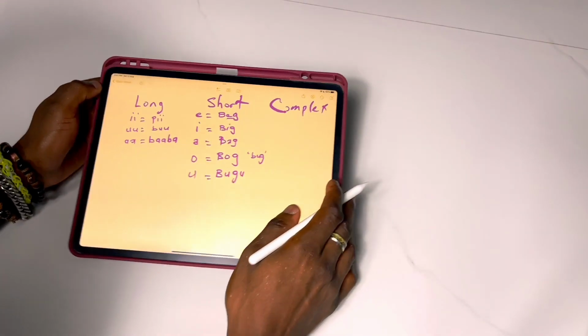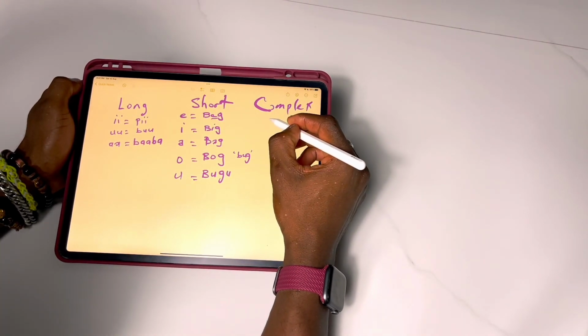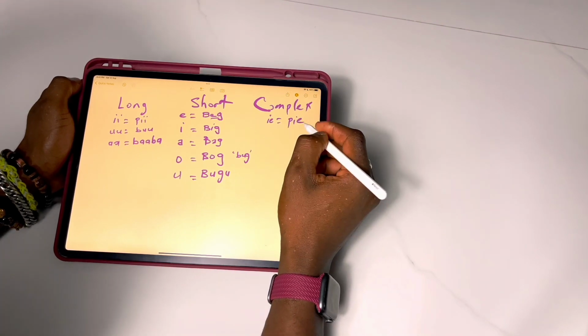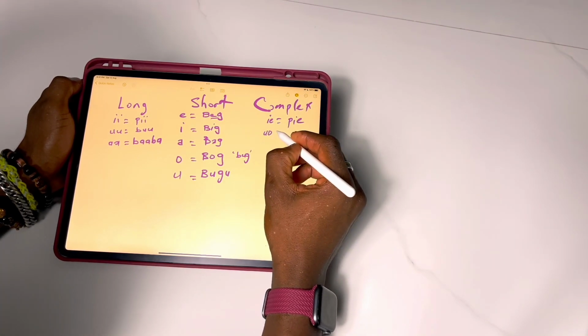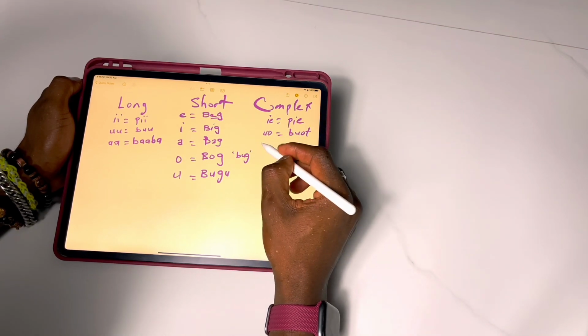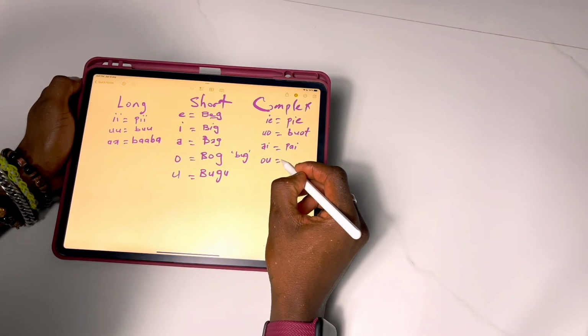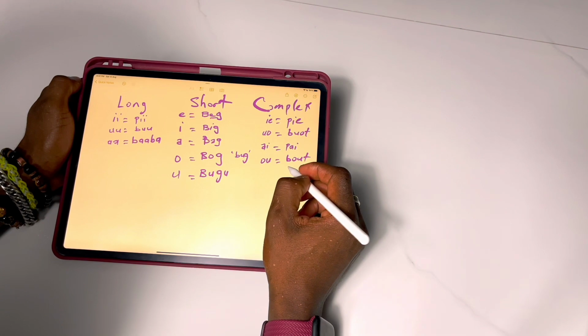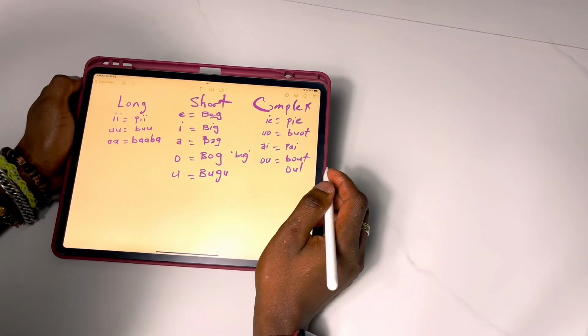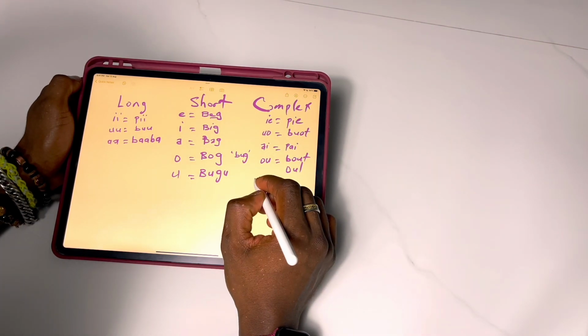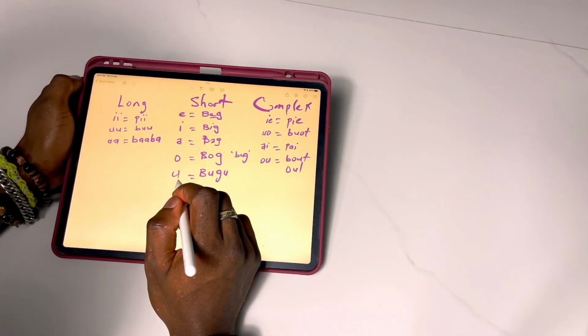Diphthongs are 2 individual short vowels combined to create that one single sound. So we have ear, e, e. We have I, which is a and e, and we have o, as in o and o, and we have o, which is o and o. Now, in total, we have 12 vowels.